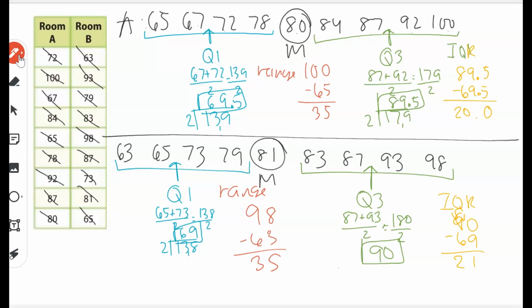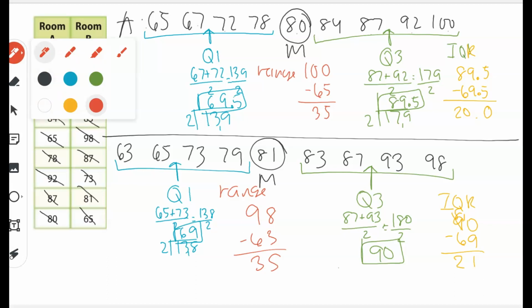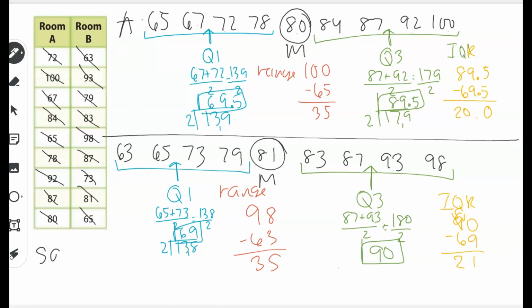So if I were to compare and contrast this, I could say things like they both have the same range. You could say that when you look at them, quartile 1 of both of them are really quite similar, 69.5 and 69. The medians are just a little bit different. And then again, the quartile 3 is just a little bit off by 0.5.